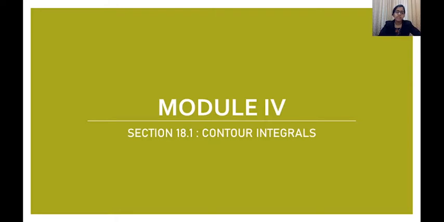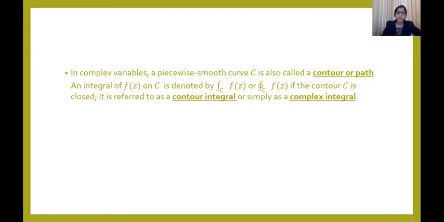Now, just like line integrals and definite integrals, which we have discussed in the case of real variables, we are going to discuss what happens when we have to integrate a complex function. So just keep in mind this definition: in complex variables, a piecewise smooth curve C is also called a contour or a path. And that's why the name contour integral.